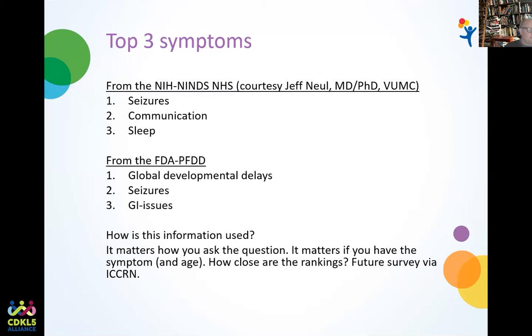In other words, you could have a symptom that's really important to you, but it may only be seen in a certain age group. And so where you stand in these top 3 symptom type concerns, that'll depend on whether or not you have the symptom. Another important question is how close are the rankings? Were seizures, communication, and sleep all really closely tied, or was one really more ahead than the other?